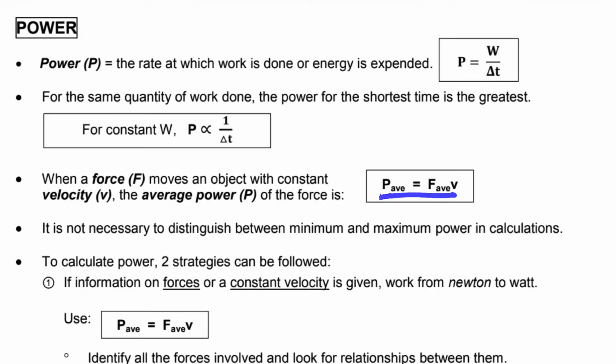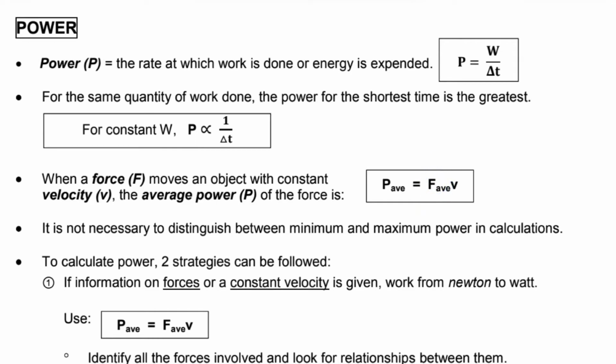Here's another formula for power. Average power is equal to force times velocity. When a force moves an object with a constant velocity, the average power is that one. So this velocity must be constant, and this force is the force that moves the object. It can be the force of a motor, or the force of an engine, or an applied force, any force that moves an object.